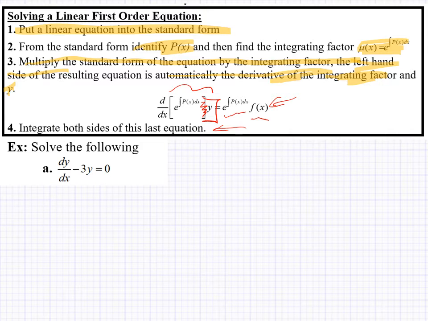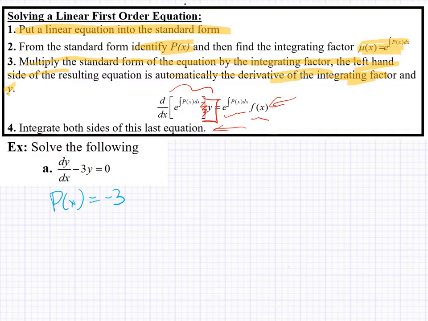So here's an example. This is probably one of the easiest examples you're ever going to come across. dy/dx minus 3y equals 0. Notice that this is linear for all the reasons we've talked about before: dy/dx, y to the first power, a 1, a minus 3, and a 0. They're all constants, but they all could be functions of x. First thing, put it in standard form. It already is, and p of x is negative 3.